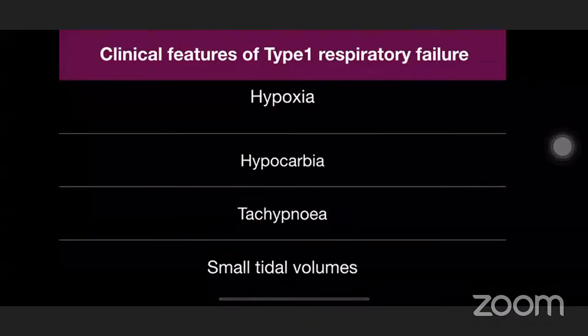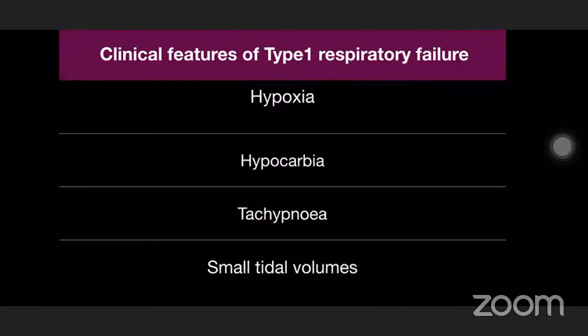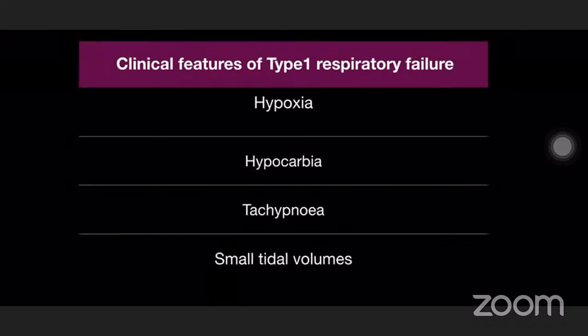Clinical features seen in type 1 respiratory failure are hypoxia, where there's not enough oxygen reaching the cells and tissues of the body; hypocarbia, the state of reduced CO2 in the blood; tachypnea, that is increased respiratory rate; and small tidal volumes.